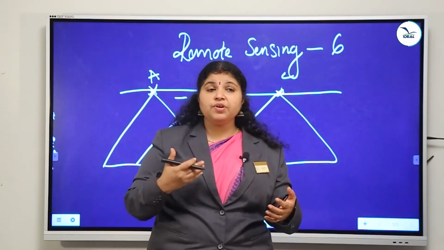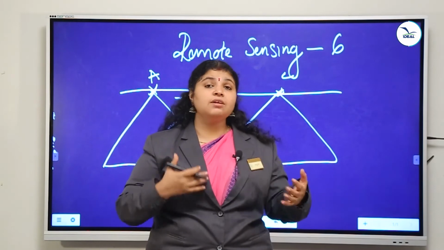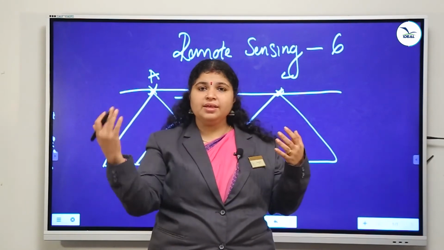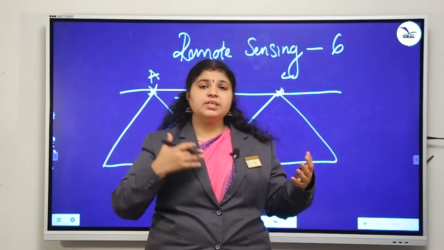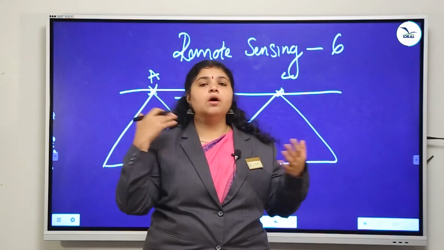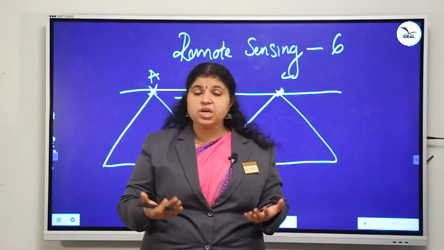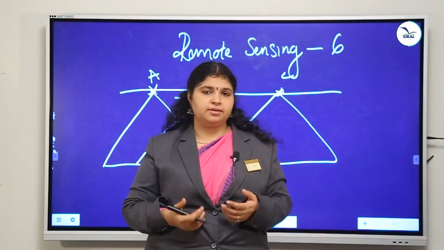The speed of this satellite is the same as the speed of the Earth. So when the Earth rotates, they also rotate along with the Earth at the same speed. The best example of a geostationary satellite is INSAT.